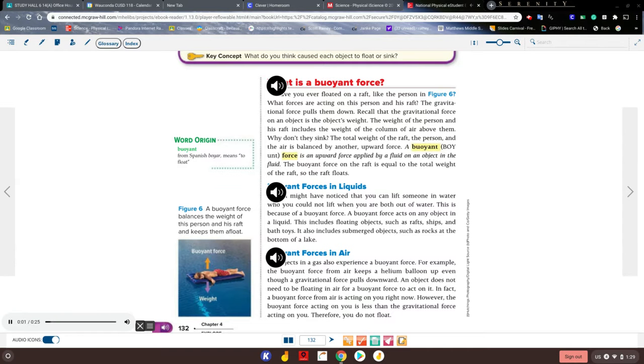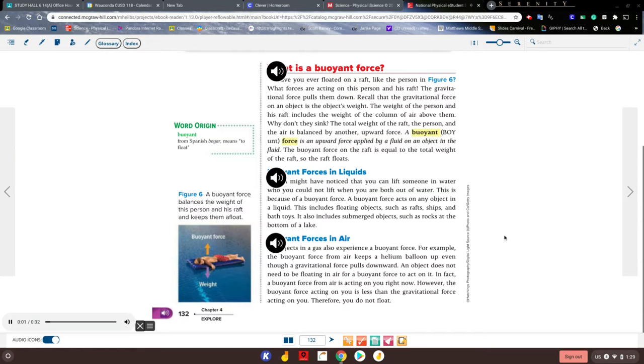Buoyant forces in liquids. You might have noticed that you can lift someone in water who you could not lift when you are both out of water. This is because of a buoyant force. A buoyant force acts on any object in a liquid. This includes floating objects such as rafts, ships, and bath toys. It also includes submerged objects such as rocks at the bottom of a lake.